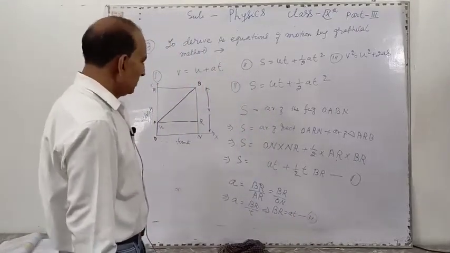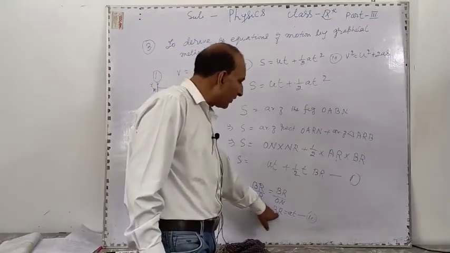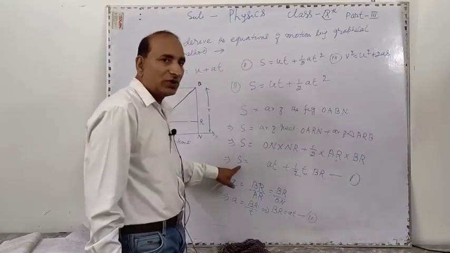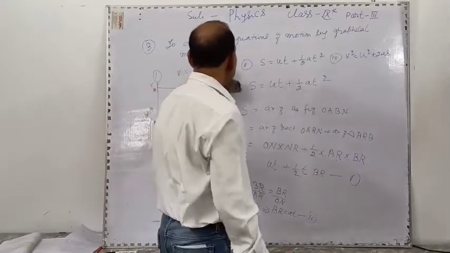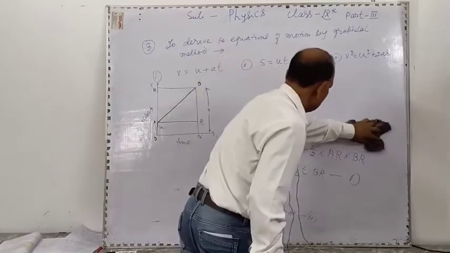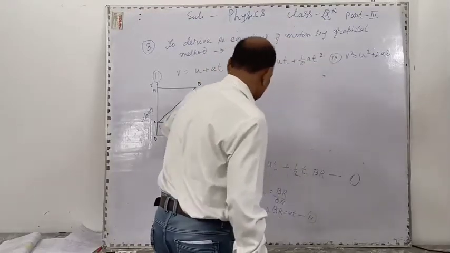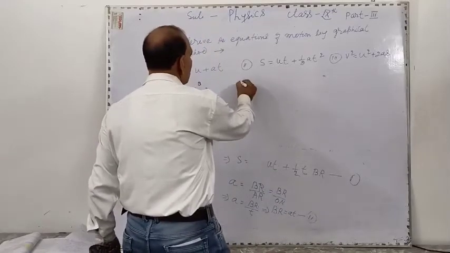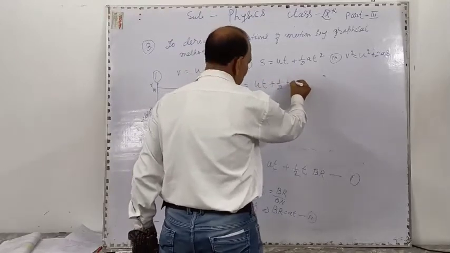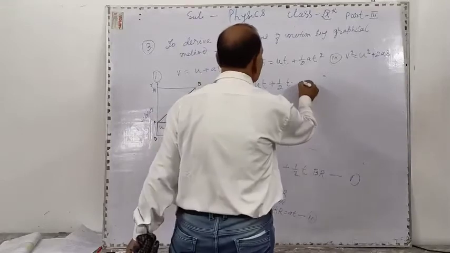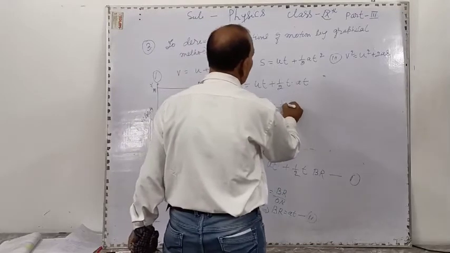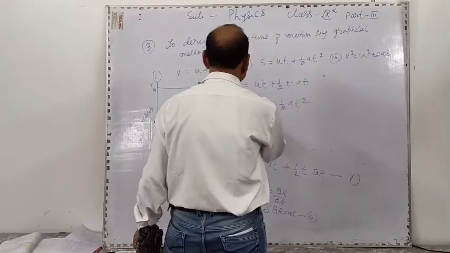Now, substituting the value of BR from 2 in equation first, the equation first becomes S is equal to UT plus half T into BR. BR is equal to AT. This implies S is equal to UT plus 1/2 AT square. This is the second equation of motion.